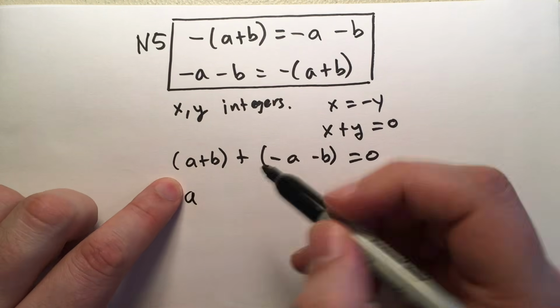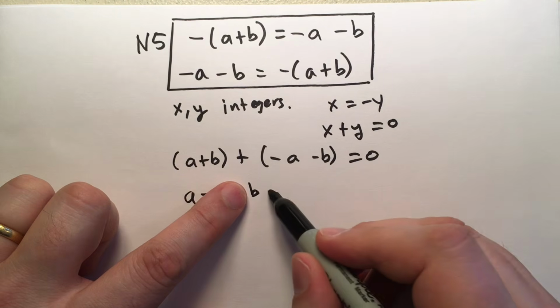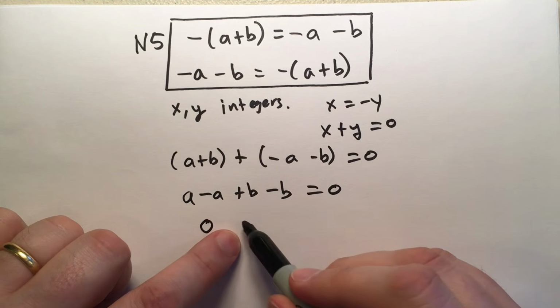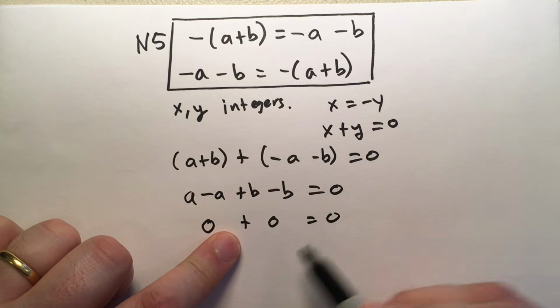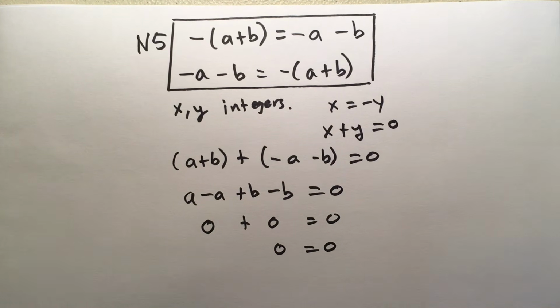So we're going to take the a and move it here. The minus a, we're going to move it here. Then we're going to take the b and the minus b. A minus a is 0. B minus b is 0. And 0 plus 0, of course, is 0. So we've just proved this using some simple algebra.